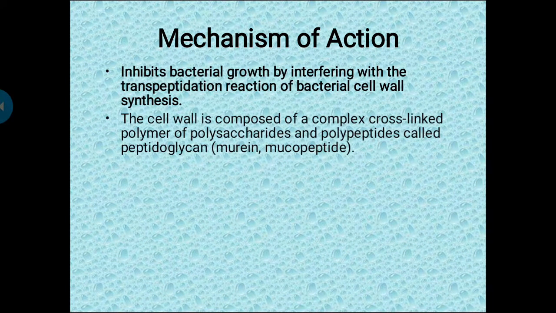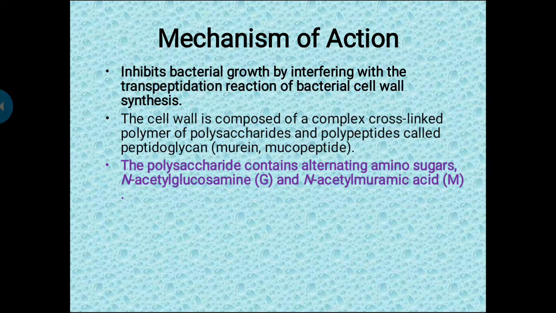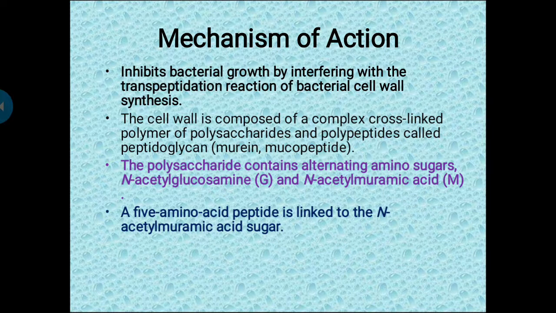The cell wall is composed of a complex cross-linked polymer of polysaccharides and polypeptides called peptidoglycans. So the cell wall, mainly for the gram-positive, is a complex cross-linked polymer of polysaccharide and polypeptides, and the polysaccharide contains alternating amino sugars, N-acetylglucosamine and N-acetylmuramic acid. N-acetylglucosamine is the primary molecule, and there is one enzyme called MurA, which converts N-acetylglucosamine into N-acetylmuramic acid. A 5 amino acid peptide is now linked to the N-acetylmuramic acid sugar.